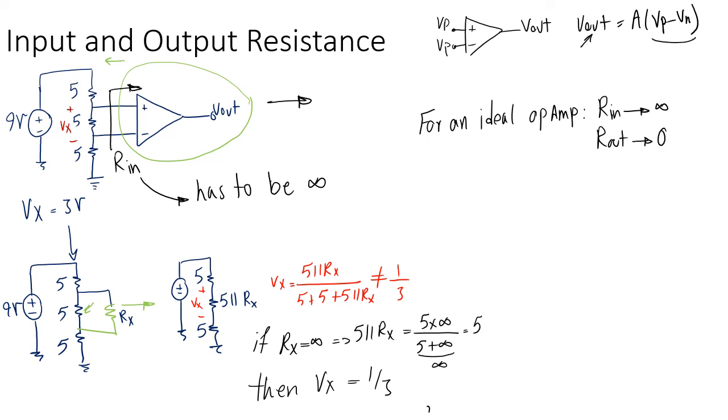Of course, in engineering, when we say infinity, we mean large enough, orders of magnitude larger than whatever other resistor is in our circuit, right? So for example, in this case, we have 5 ohm, 5 ohm, and 5 ohm. If the input resistance is in the order of hundreds of kilo ohms, that's pretty much infinity.